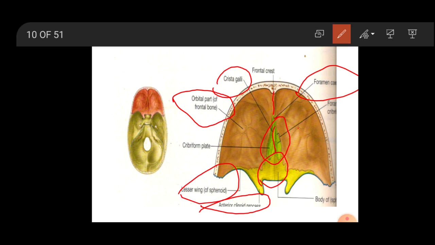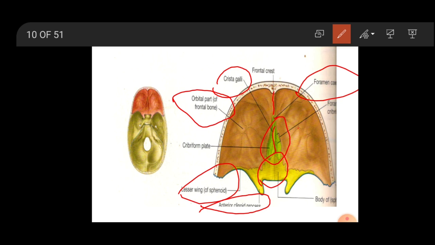Okay, so mainly in this anterior cranial fossa you see the frontal bone, ethmoid and sphenoid. The orbital part of the frontal bone forms the floor of the anterior cranial fossa on either side. In the midline you see an elevation anteriorly, that is the frontal crest, and posteriorly you can see a projection, that is the crista galli. Between the frontal crest and the crista galli you see a foramen, that is the foramen cecum.